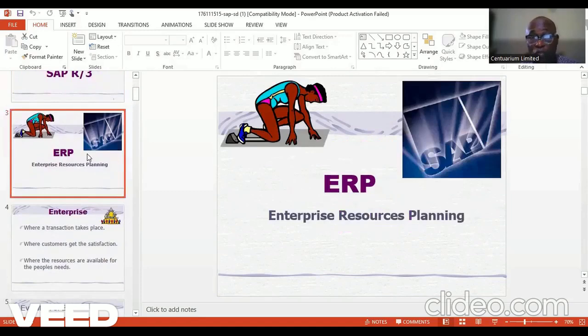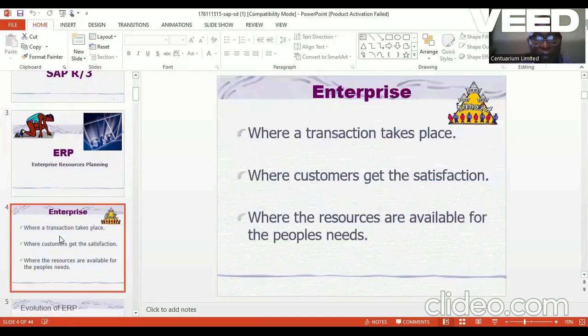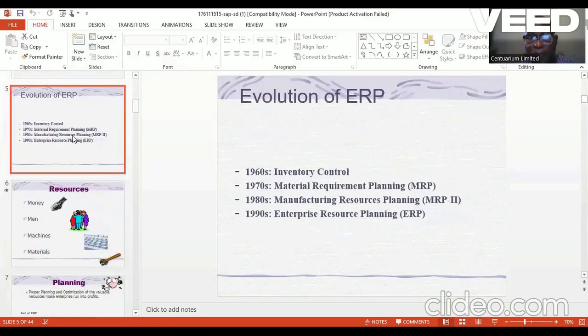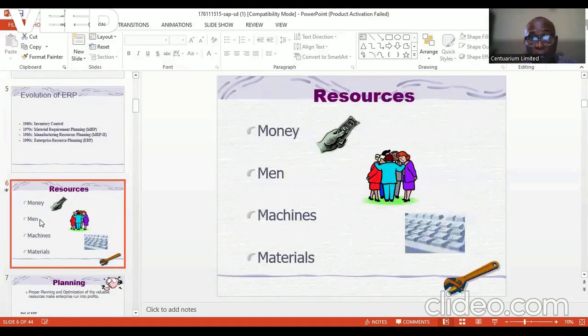ERP means enterprise resource planning. That's part of SAP. Enterprise, where transactions take place, where customers get satisfaction, where the resources are available for people's needs. Then the evolution of ERP: we have the 1960s inventory control, material requirement planning, the 1970s, manufacturing resource planning, MRP2 in the 1980s, and in the 1990s we have enterprise resource planning, ERP.